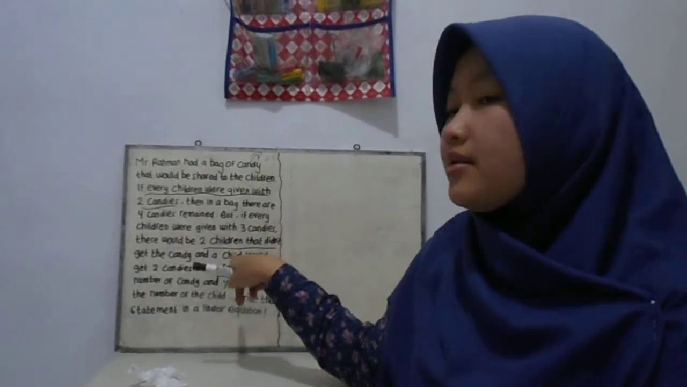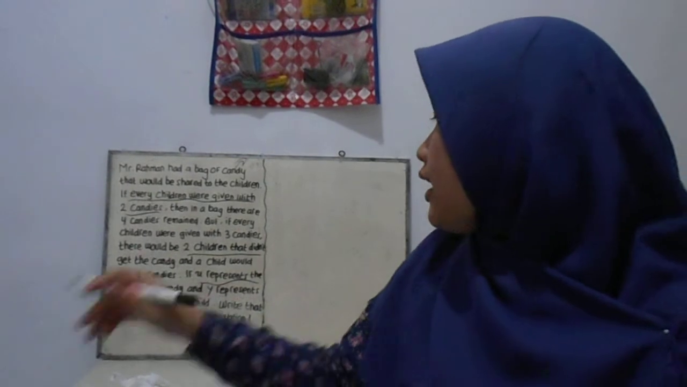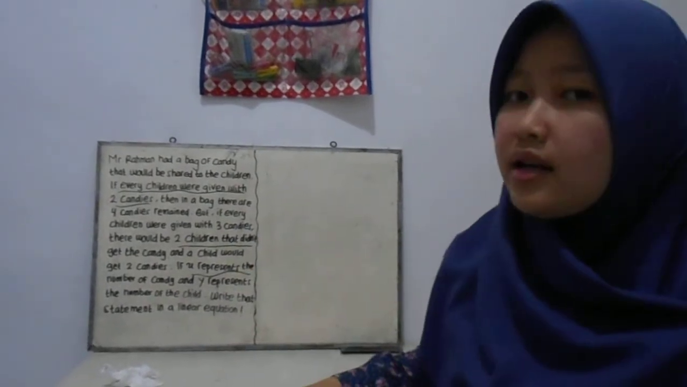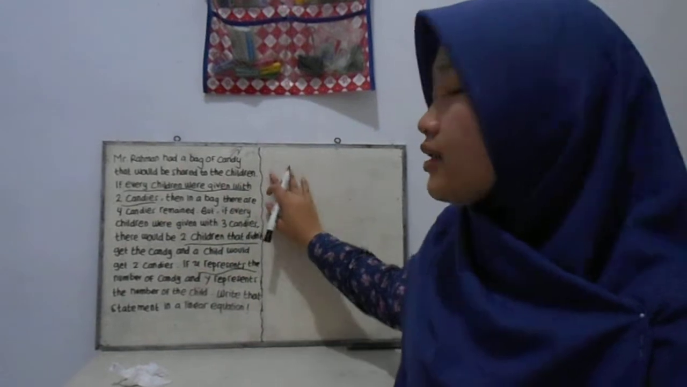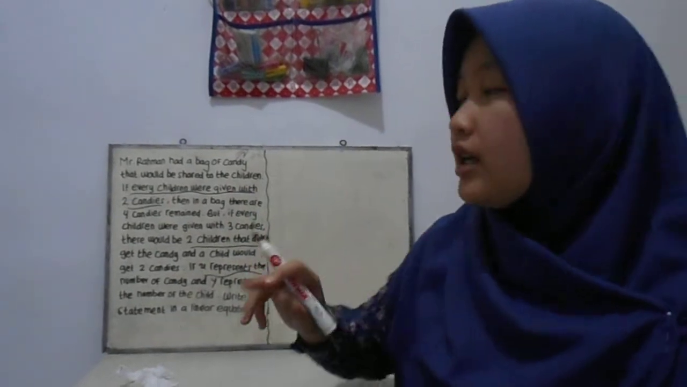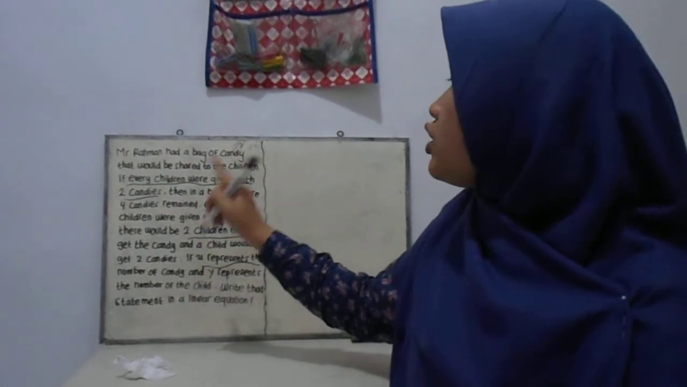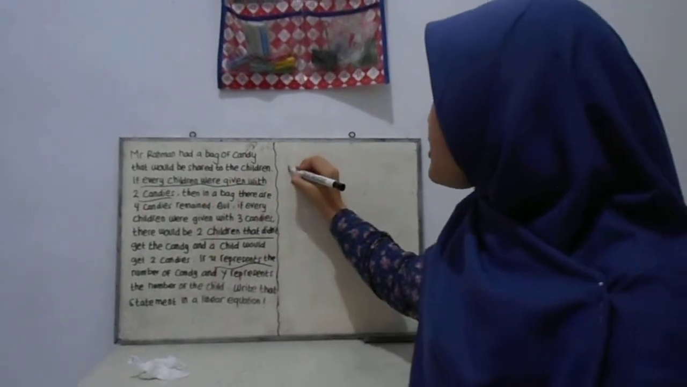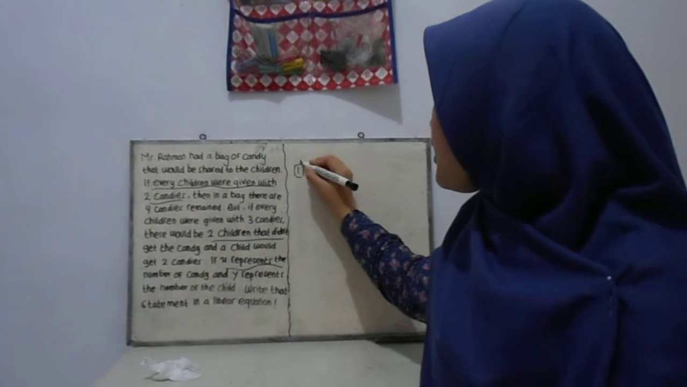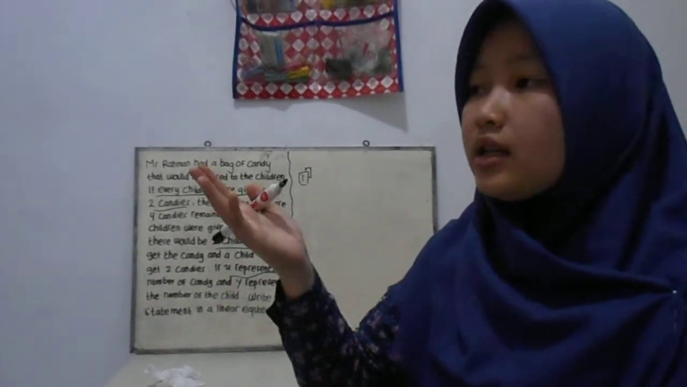If X represents the number of candy and Y represents the number of child, write that statement in a linear equation. In this question, there are 2 statements. The first statement is, if every child were given 2 candies. I will try to describe this statement.